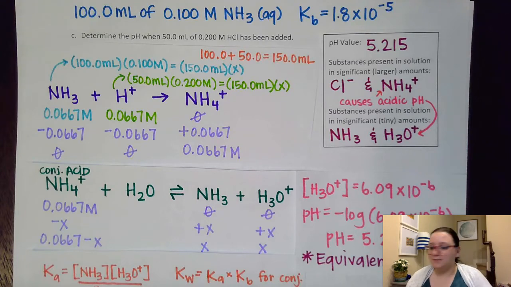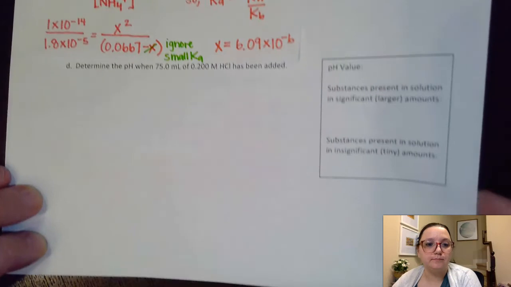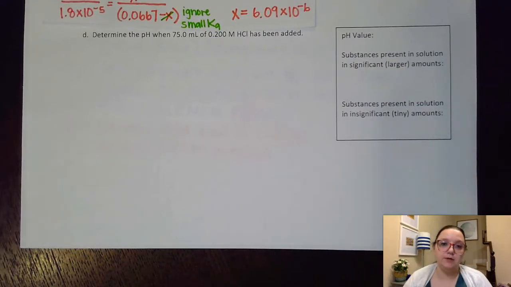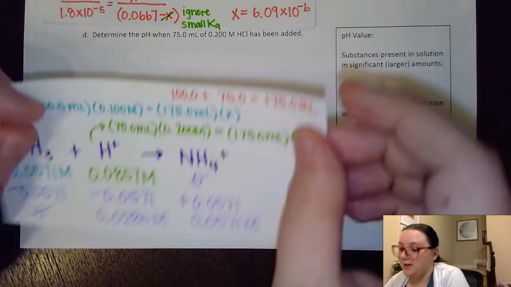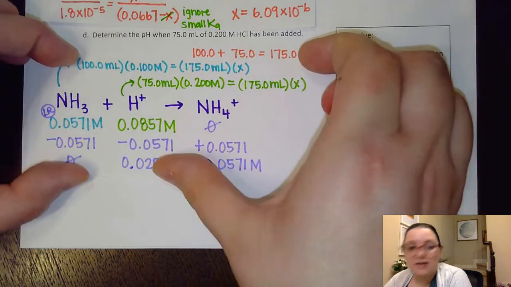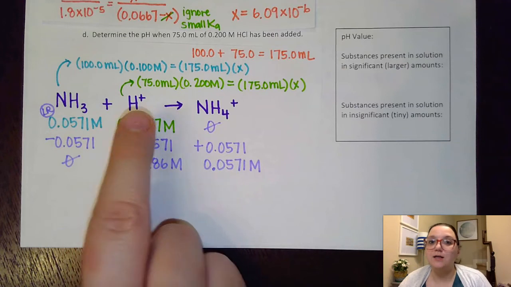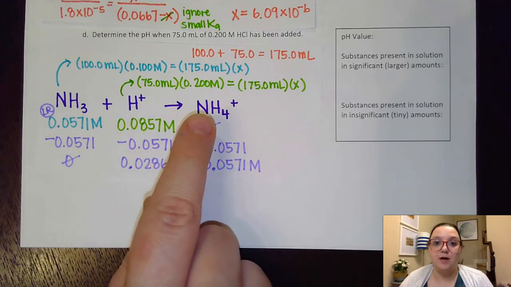All right, we got one last calculation we're going to do here. We're going to determine the pH when 75 milliliters of 0.2 molar HCl has been added. Now, again, I'm going to approach this from the same standpoint that I've been approaching all the other problems. NDSE: net ionic, dilution, stoichiometry, equilibrium. So to start us off here, net ionic. It's the same net ionic I had before. NH3 plus the hydrogen ion gives me the ammonium polyatomic ion.